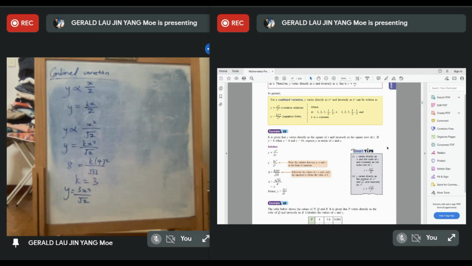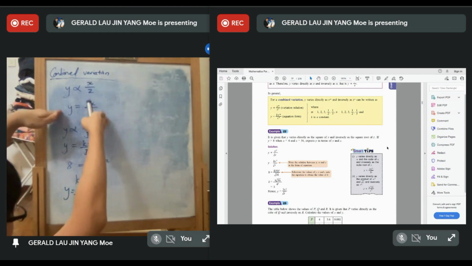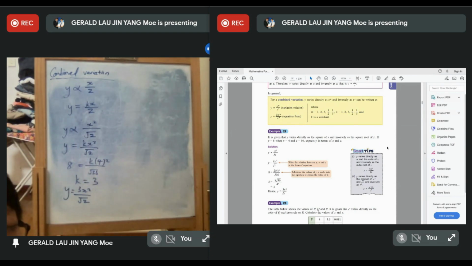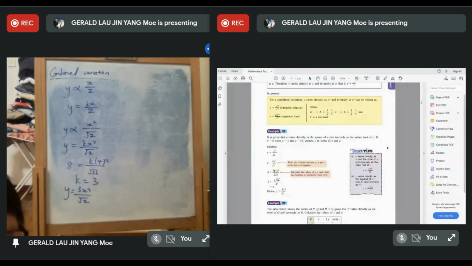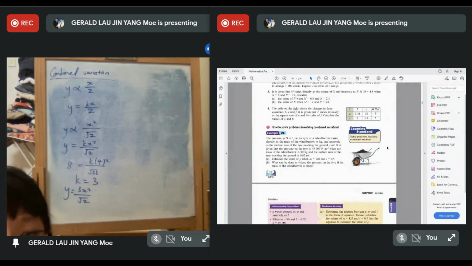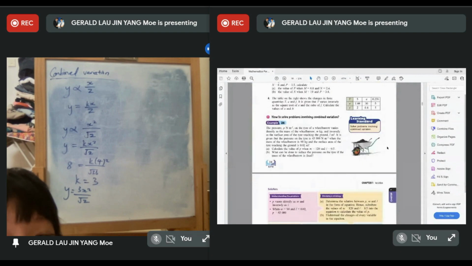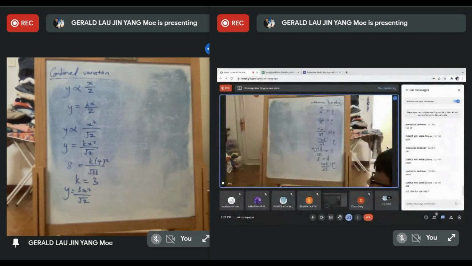Can you understand? Write the variation form, then you write the equation form, find the constant, substitute back. Easy, right? Should be very easy. Variation is very, very easy. Then it's just solving problems, and that's the end of the chapter. Do you all understand? Or do you have any problem involving variation?